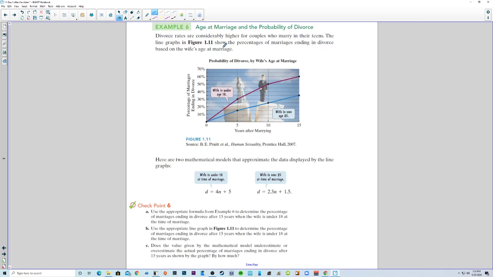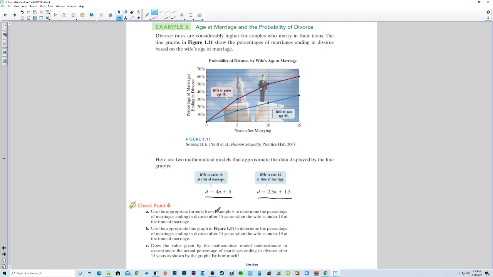Divorce rates are considerably higher for couples who marry in their teens. The line graphs in Figure 111 show the percentages of marriages ending in divorce based on the wife's age at marriage. So there's under 18, this is over 25. Then there are 2 mathematical models that you can use to plug in years, and they'll spit out the percentage.